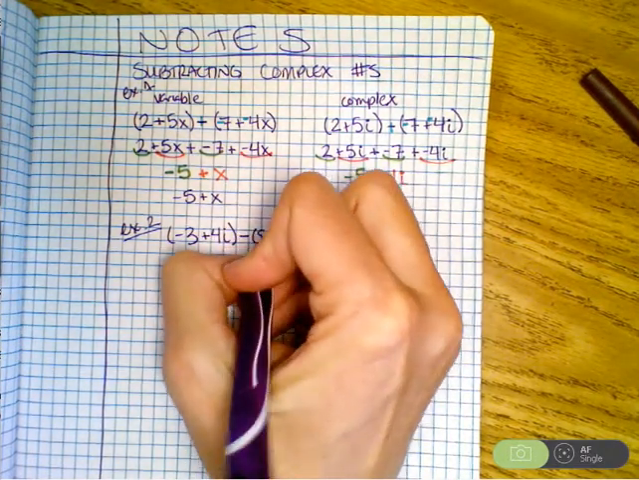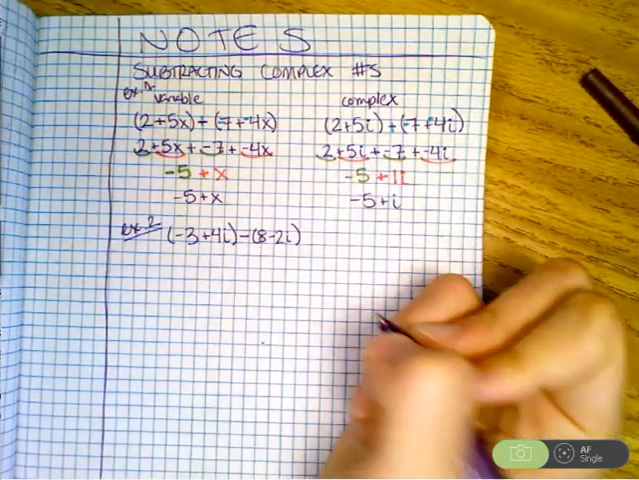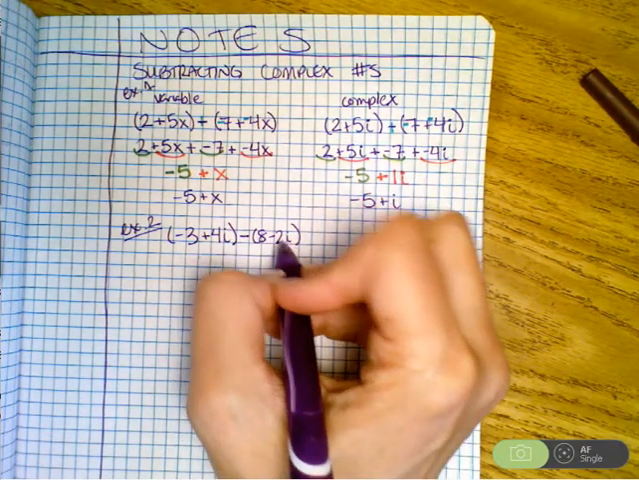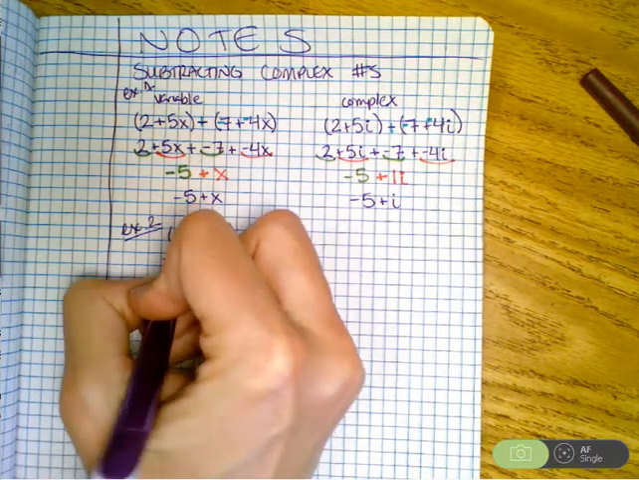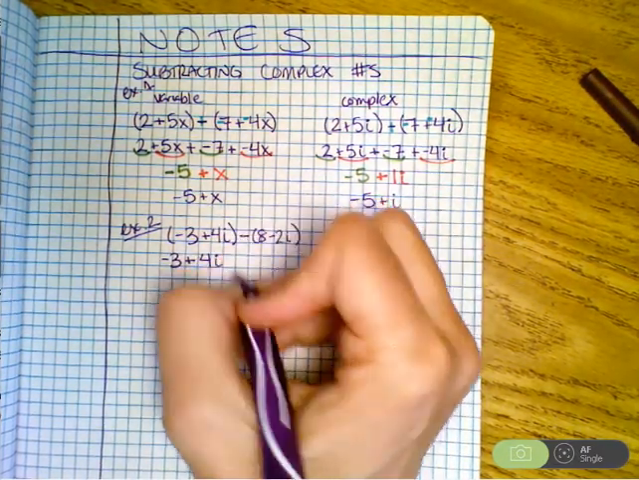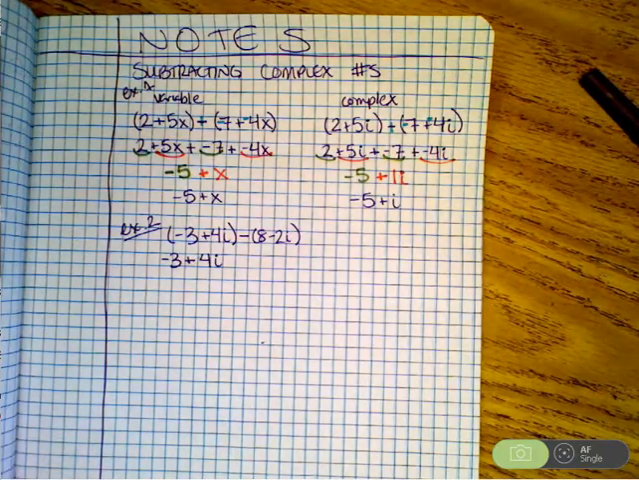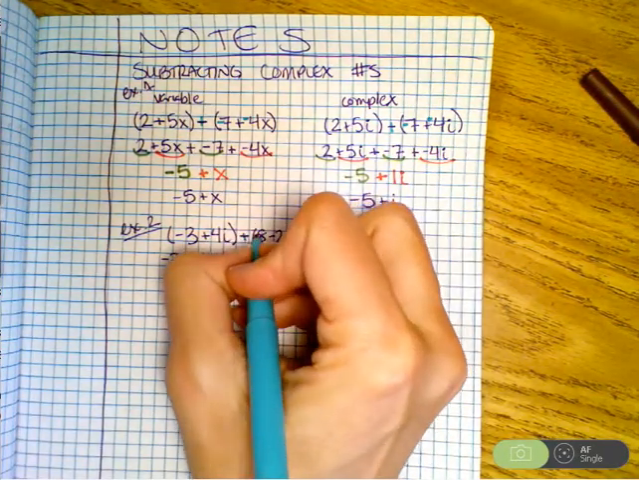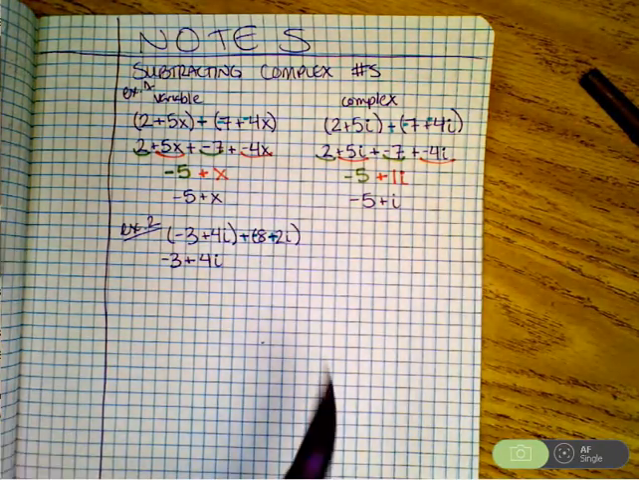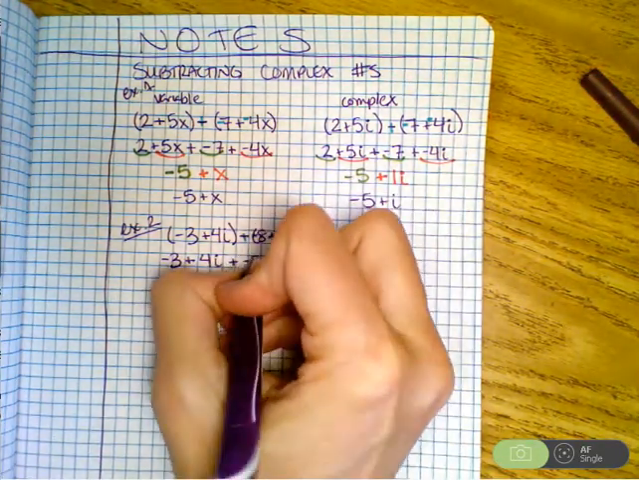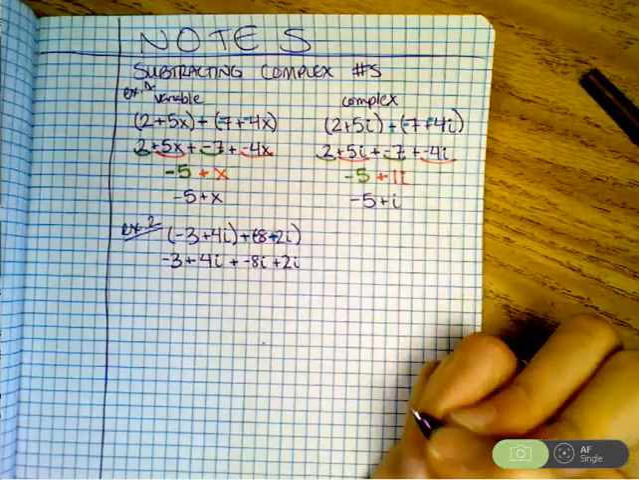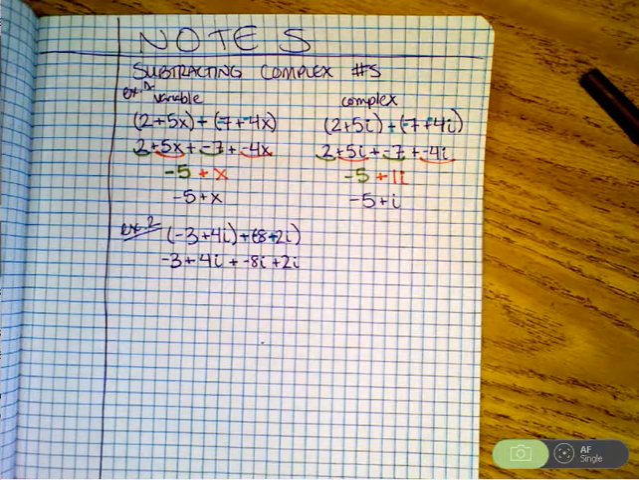Where most people make mistakes is when they're subtracting, believe it or not, because they forget to change this to addition and switch the signs after. So make this negative 3 plus 4i, change that subtraction into addition and switch the signs of everything inside, so the minus becomes a plus. So we get plus negative 8i and plus positive 2i. Find our real and imaginary parts.